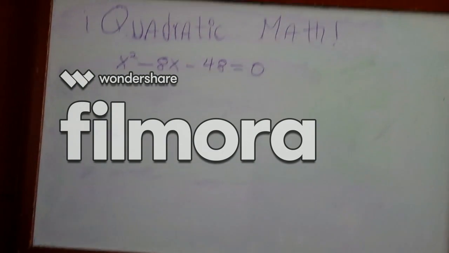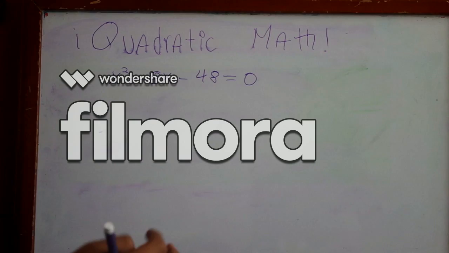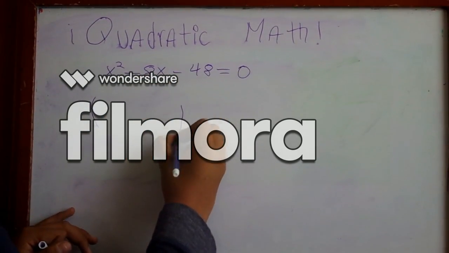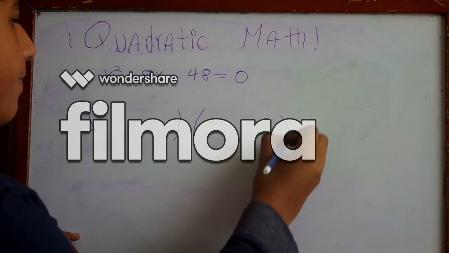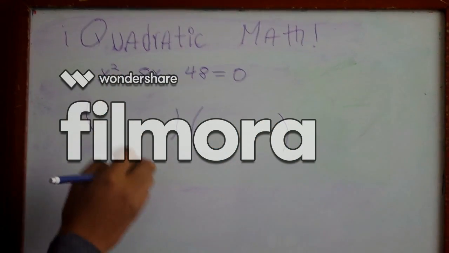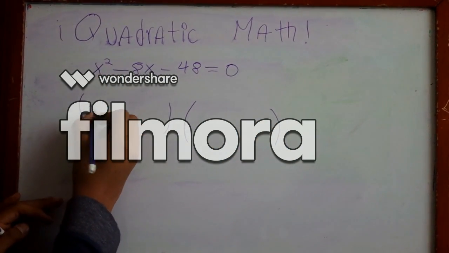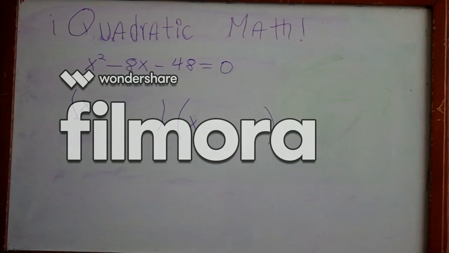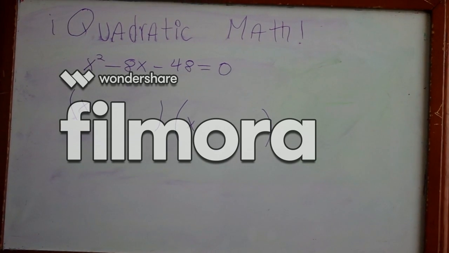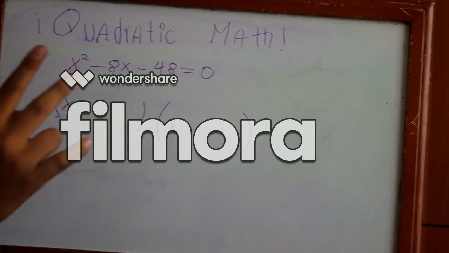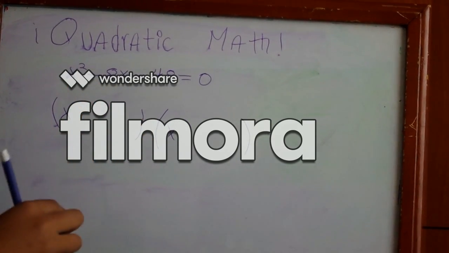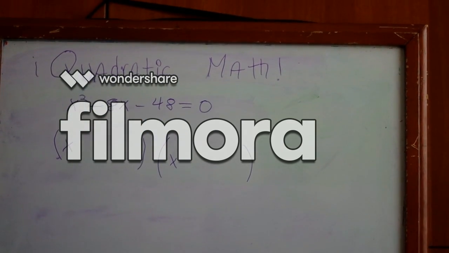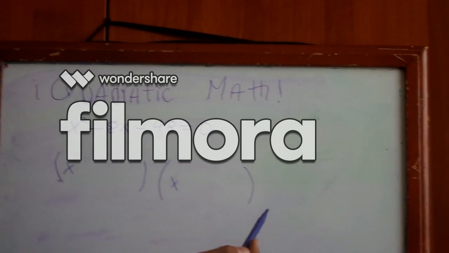Okay, now we have this exercise. So the way to solve it is the following. We have to put the two parentheses here. Now we separate the square, so x and x. At this point we have to find two numbers that if we add them we have the 8, and if we multiply them we have negative 48.